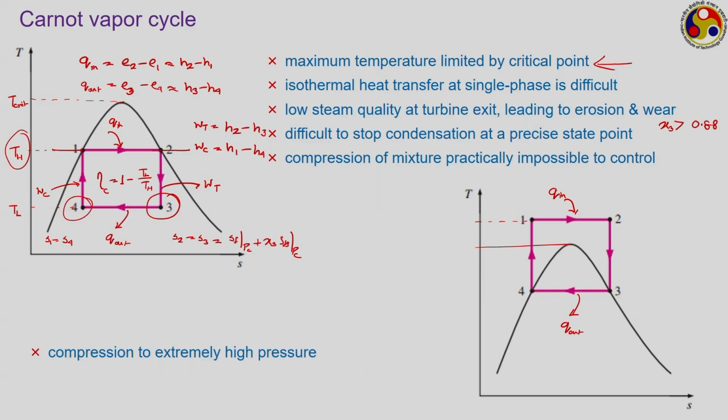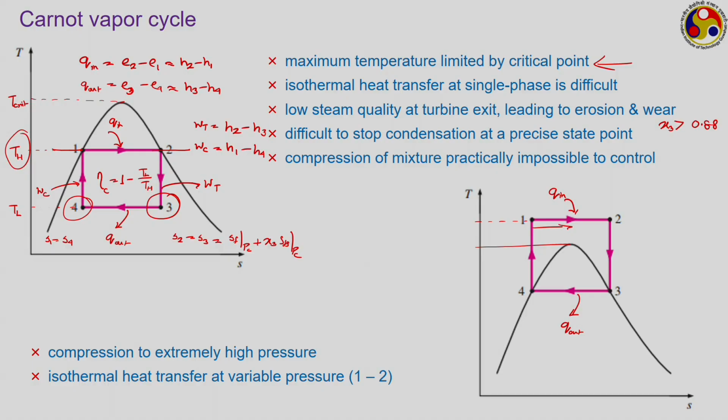But one problem with this, we have to compress to extremely high pressure. The pressure at point number 1 can be much larger than the pressure at point number 4. So, designing such a compressor is very difficult, and the isothermal heat transfer that is happening from point 1 to 2 is now happening at variable pressure, because as we are moving from this direction to this direction, the pressure also keeps on changing. Now, designing a heat exchanger where temperature will remain constant, but pressure will keep on varying, again causes lots of practical difficulty. So, the Carnot cycle based vapor power cycles, though they seem very easy from theoretical considerations, are not a practical option.